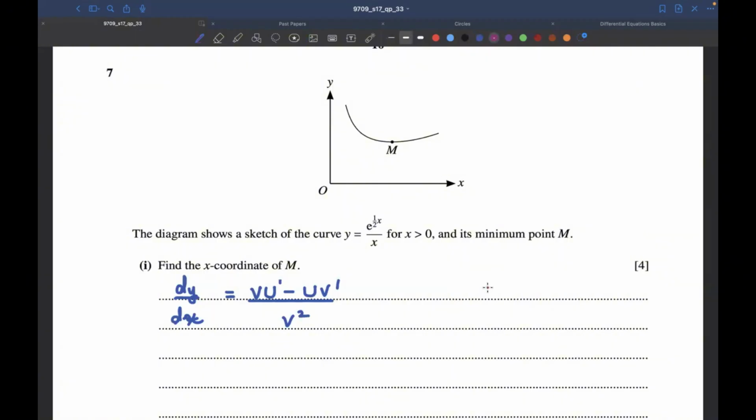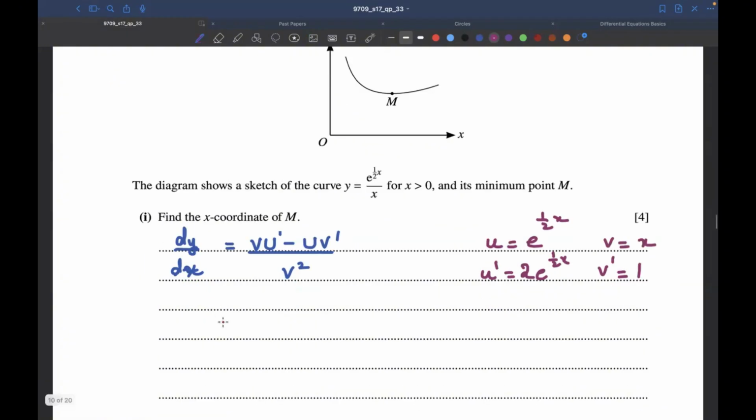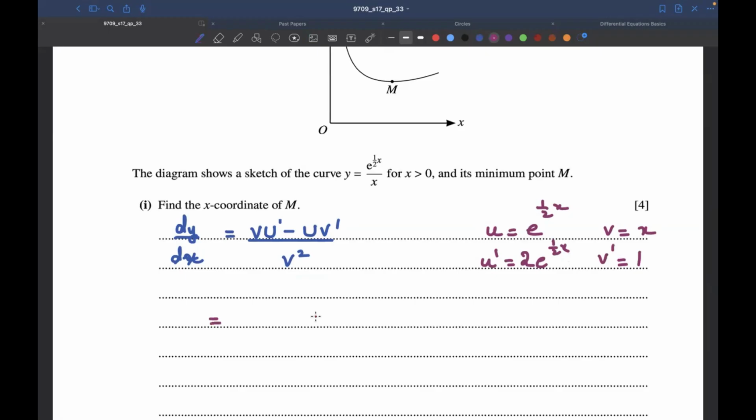Now, in our question, u is e power half x, as it is in the numerator, and v is equal to x. So the derivative of u, or u dash, will become e power half x divided by half. So when we divide by half, we can also multiply by 2, and the derivative of x will be 1. Now substituting these values in the formula, we will get, so v times u dash will become 2x e power half x minus uv dash will become e power half x divided by v squared. So v squared will be x whole squared, and we'll put this as equal to 0, as it says it is a minimum point.